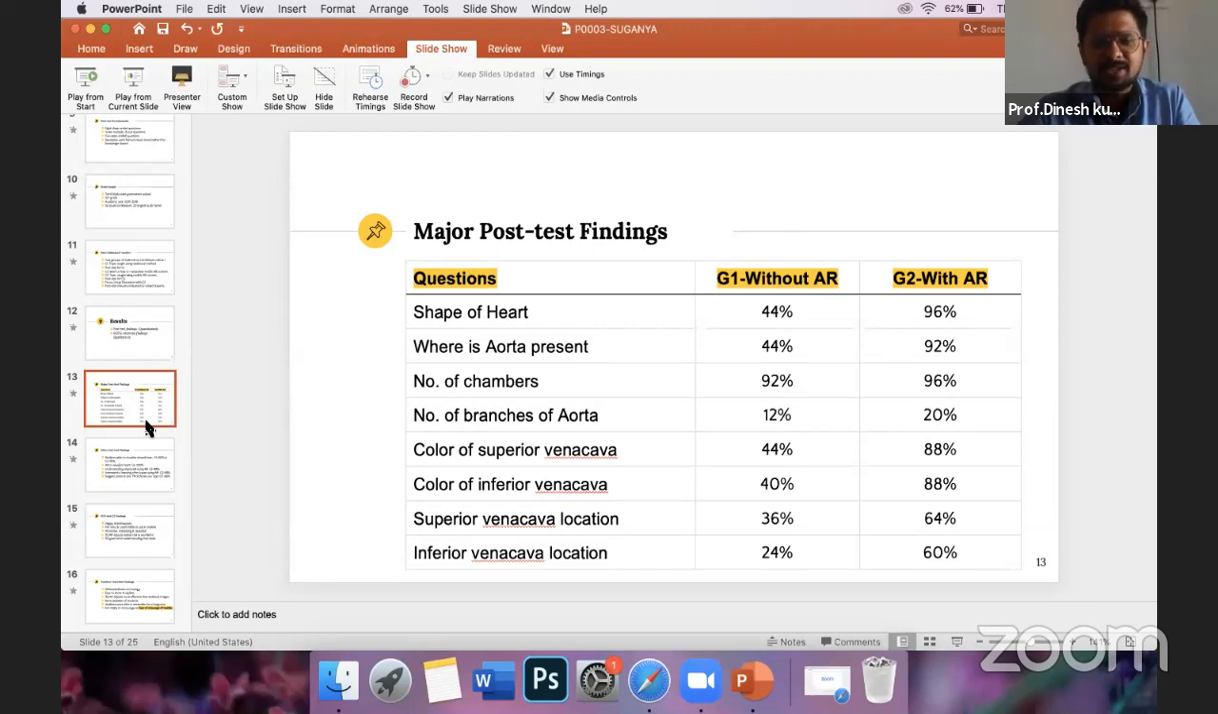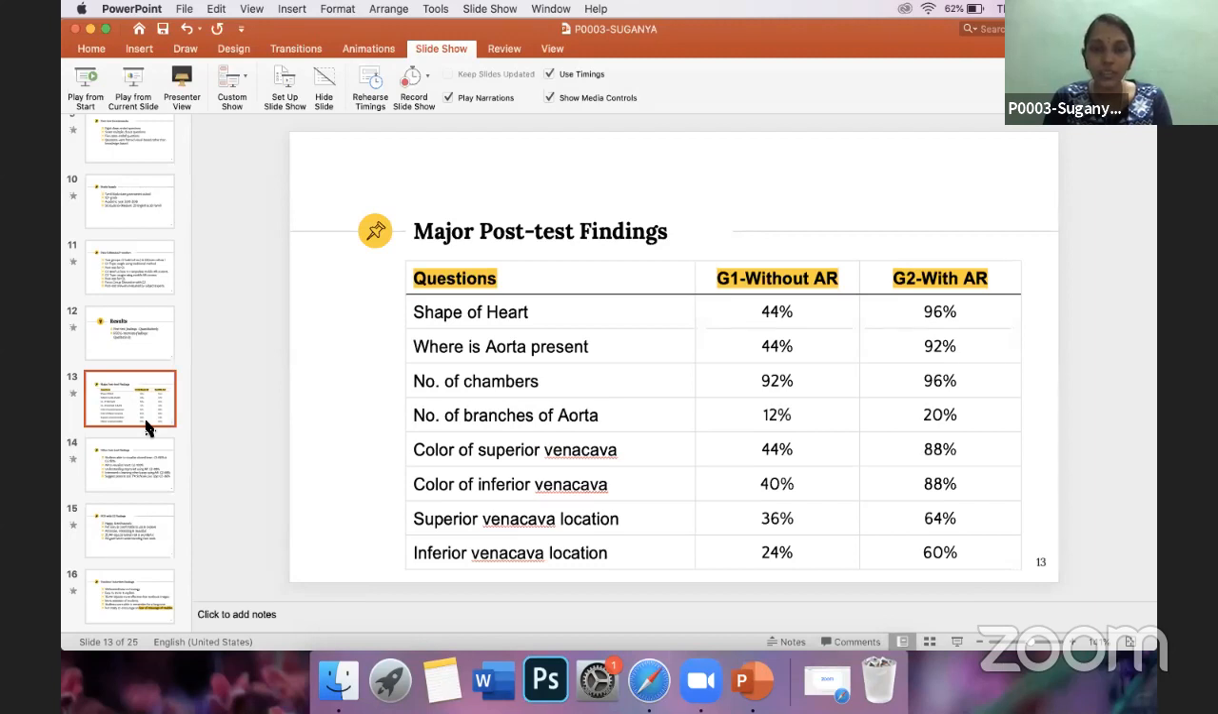For statistics, it states that without AR, out of the 8 topics, only in 1 topic students secured 19% and above. The rest of the 7 topics, they all secured lesser than 45%.